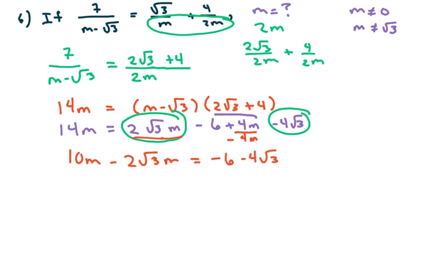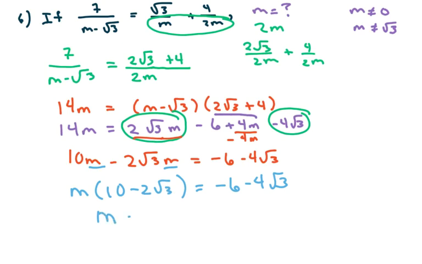So basically what I did is I kept my m's on the left. Now factor out the m because that's what you're solving for. And you get 10 minus 2 square root of 3 equals negative 6 minus 4 square root of 3. And divide both sides by 10 minus 2 square root of 3, and you get negative 6 minus 4 square root of 3 over 10 minus 2 square root of 3.